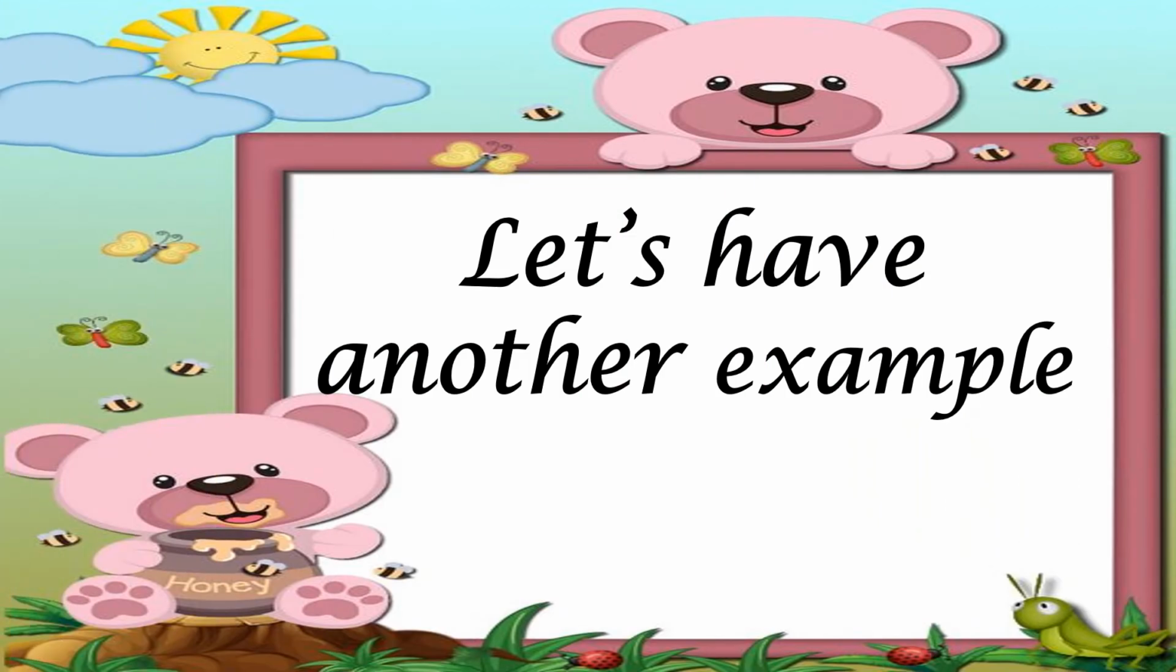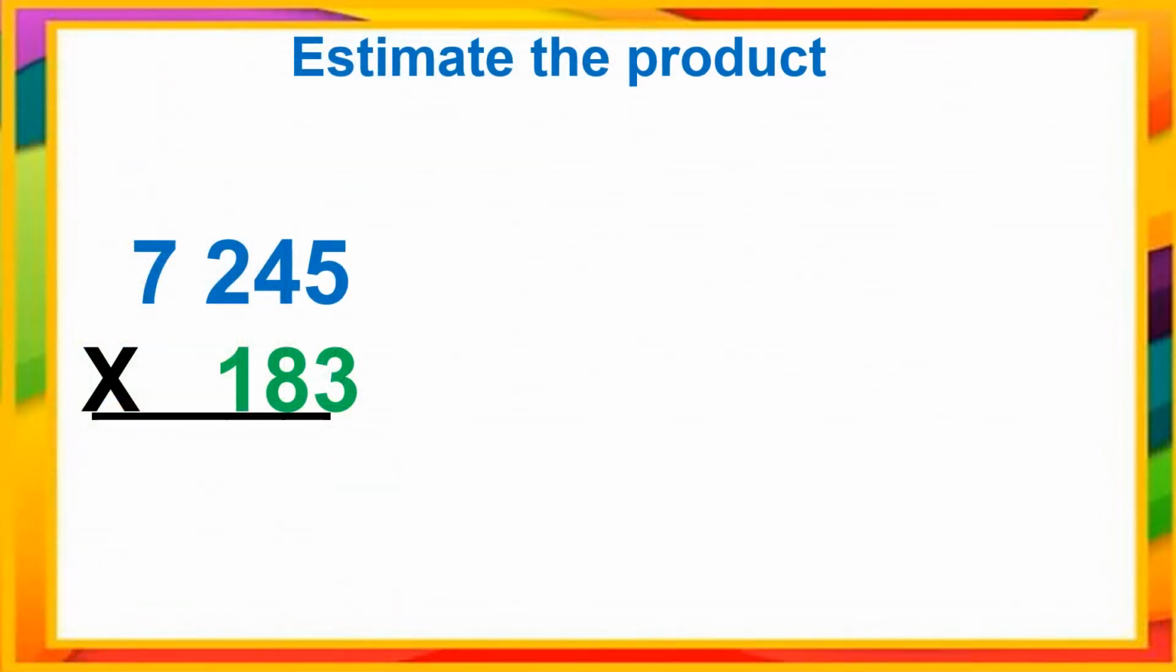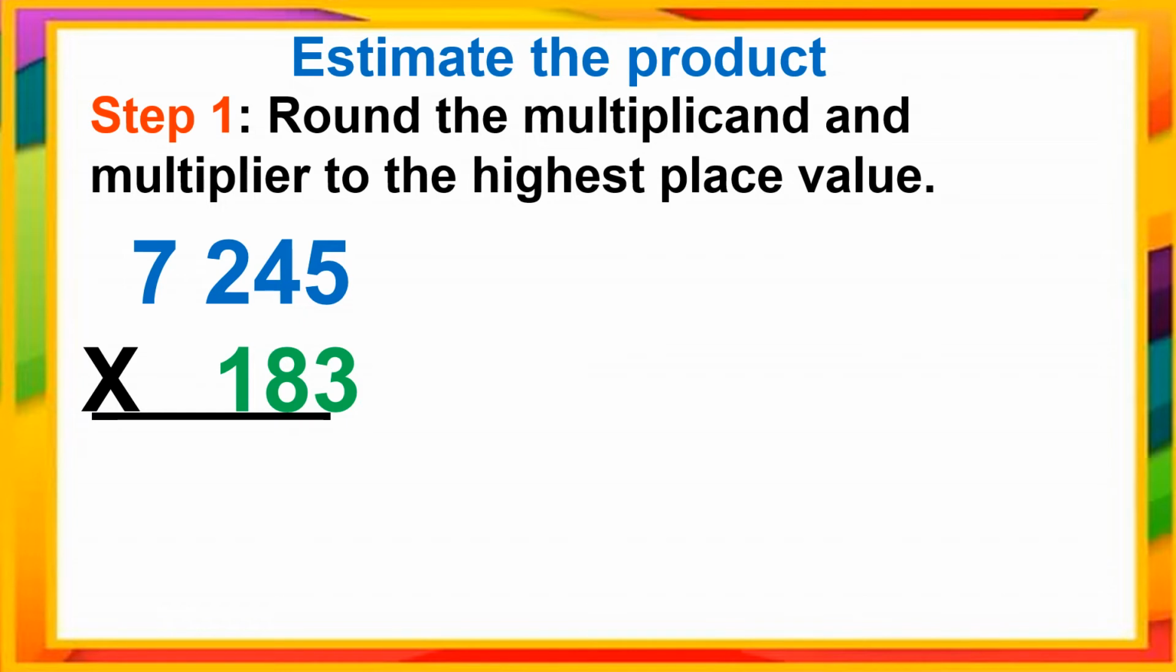Let's have another example. We're going to estimate the product of 7,245 times 183. We're going to follow the same steps. Step number 1, we round the multiplicand and multiplier to the highest place value. Look at our multiplicand. This is a 4-digit number, so the number that has the highest place value is 7. Then we look for the number at the right of 7. Can you tell me what number is at the right of 7? Yes, that is 2. Exactly.